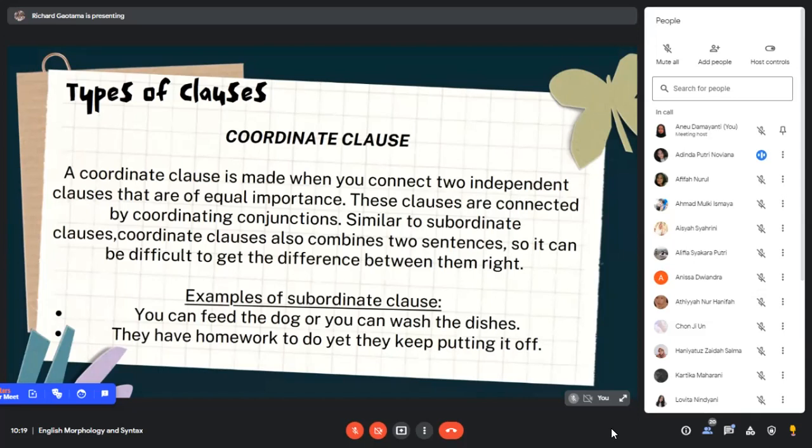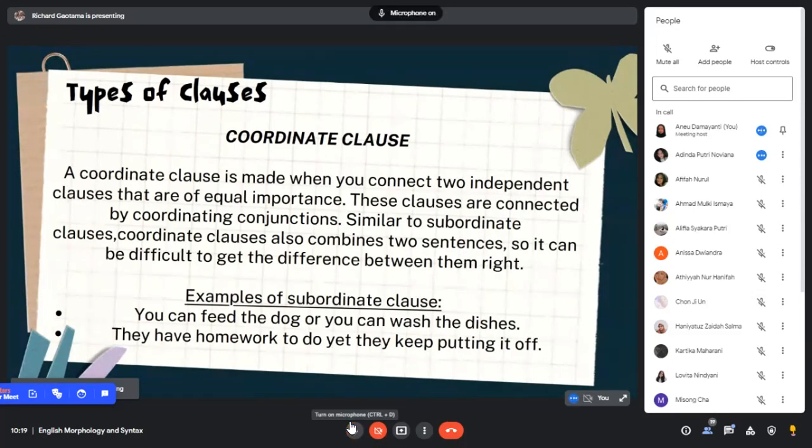Anyway guys, maaf sebelumnya apa suara saya putus-putus? Jelas kok, Din. Okay. Kalau slide PPT-nya udah ganti belum nih kalian? Udah di coordinate clause. Oh ya, oke. Maaf ya, soalnya aku baru ganti karena sinyal aku agak lemot, so bear with me guys.